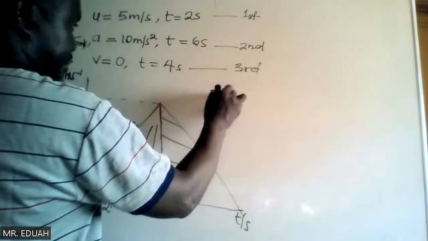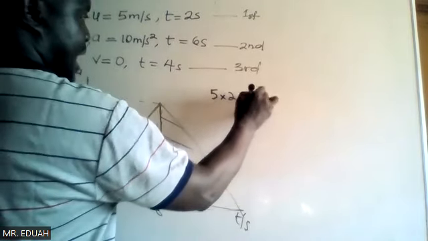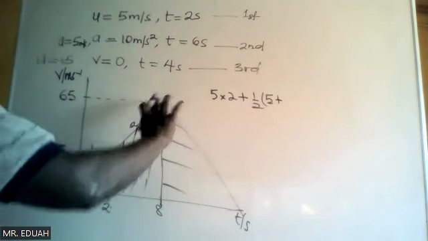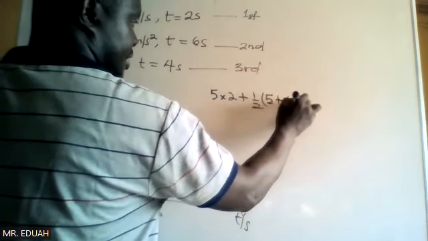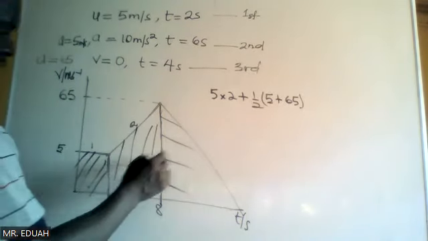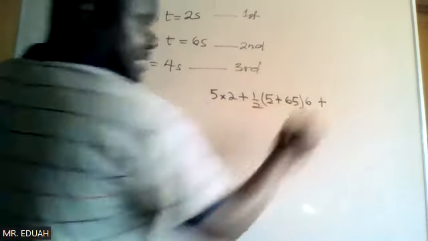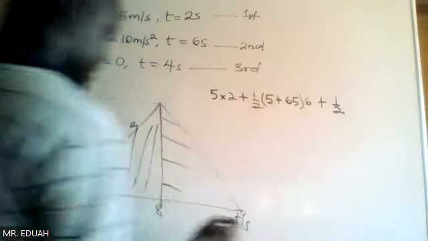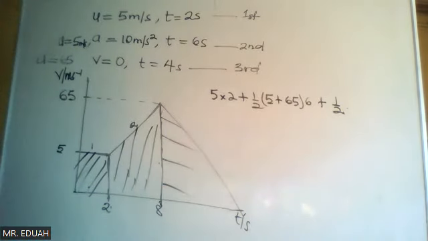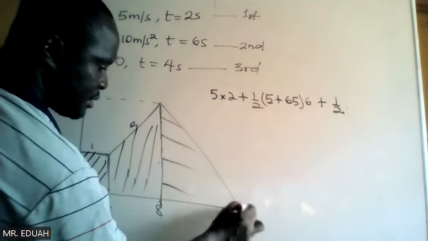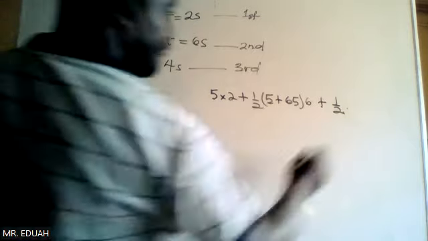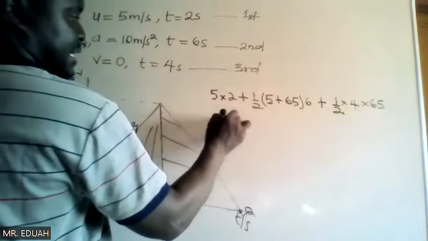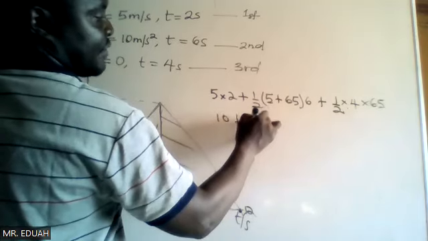So this is 5 by 2, plus half of A plus B times H, where A is 5, B is 65, H is 6, plus half base times height. The base is 4 and the height is 65. So 10 plus 70 by 3.